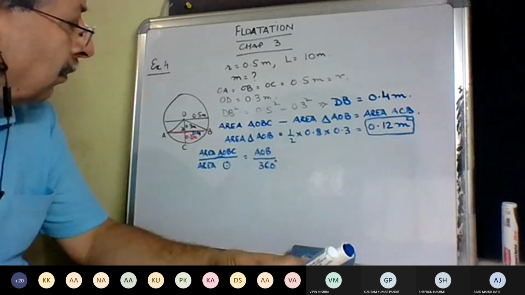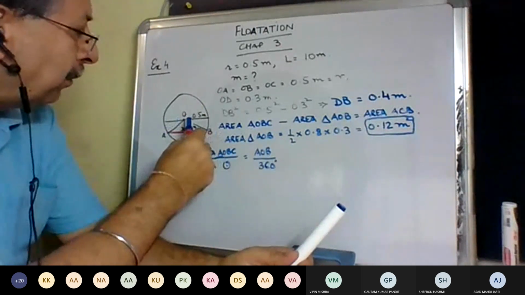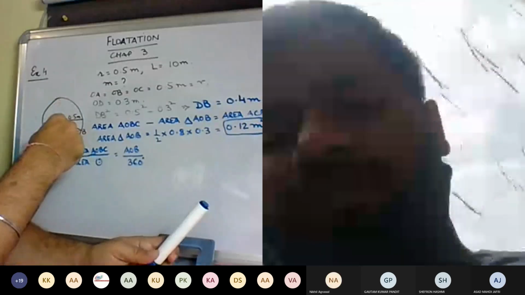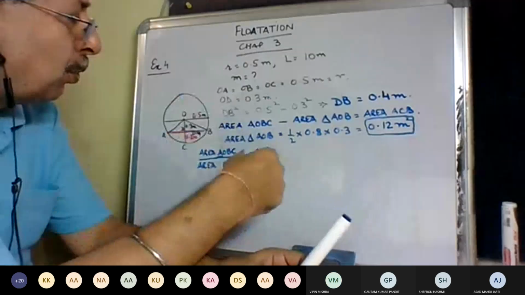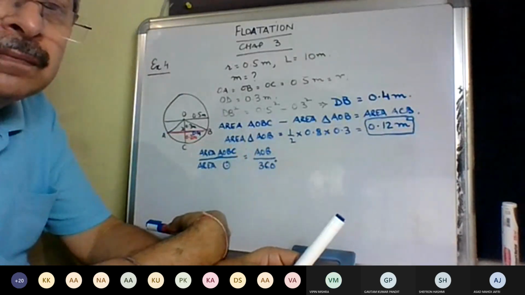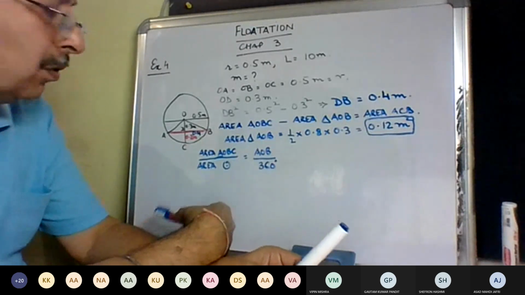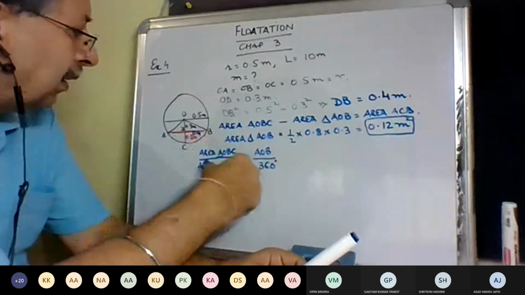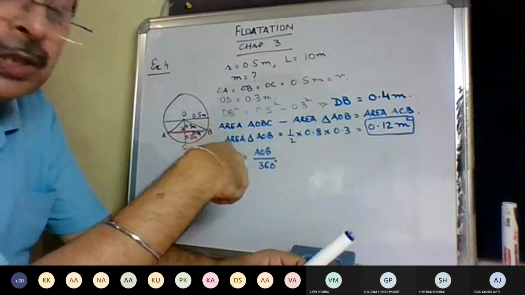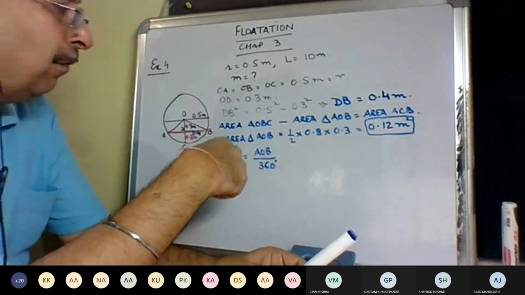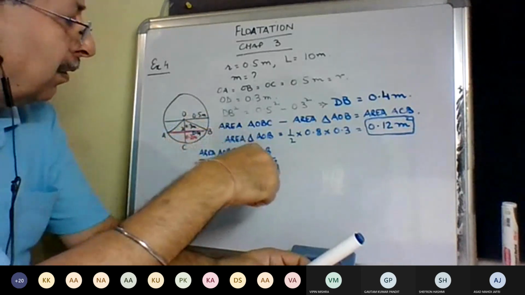Which property am I using? AOBC, the shape, is a part of the complete circle. So it's similar to that. The areas are similar in the same ratio as the angles. So area of AOBC divided by the area of the complete circle, which I know is pi r square, will be equal to the angle which AOB makes divided by 360.